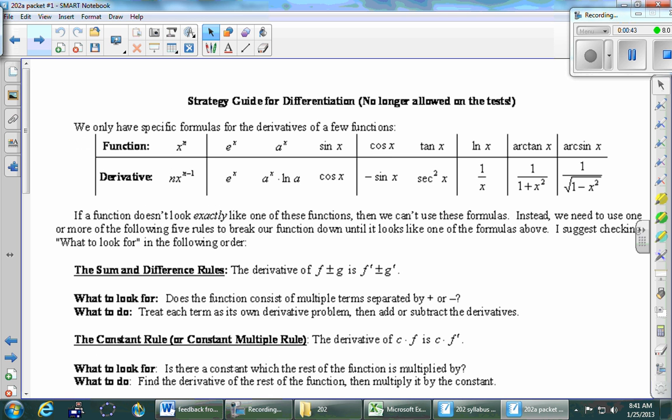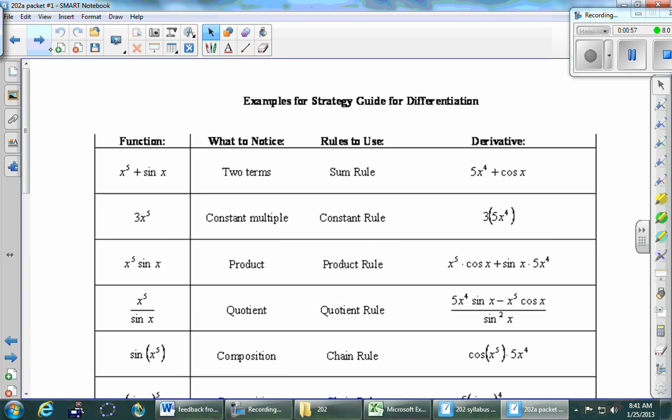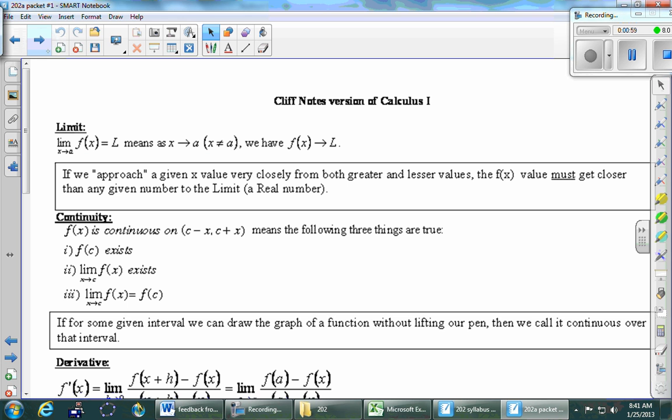The next page will look familiar to you if you took this course with me last semester. It was the old strategy guide for differentiation, no longer allowed on the tests, but I include it just so that you can be comfortable and have something that you've seen before. Certainly you can take a look at that as you are shaking off the derivative cobwebs that may have built up over the last month or so.